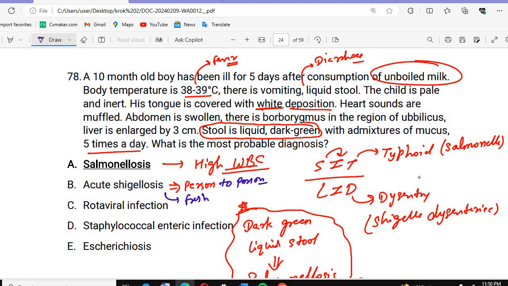Here we can see unboiled milk or chicken. Here you will get fresh fruit and vegetables. Fresh fruit and vegetables help in the transmission of shigellosis.